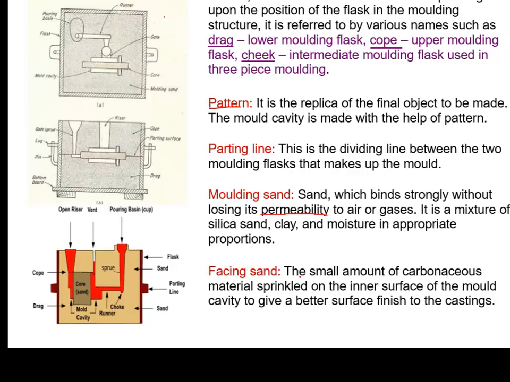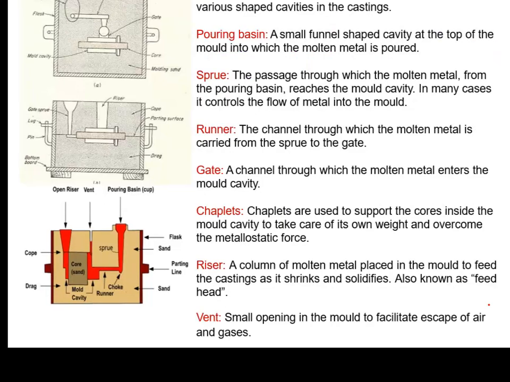The facing sand is a small amount of carbonaceous material sprinkled on the inner surface of the mold cavity to give a better surface finish to the casting, meaning the product. Next, we can see the core, a separate part of the mold made of sand and generally baked, which is used to create openings and various shaped cavities in the casting. If a cavity is required inside the product, we use a core which is placed into the mold cavity.